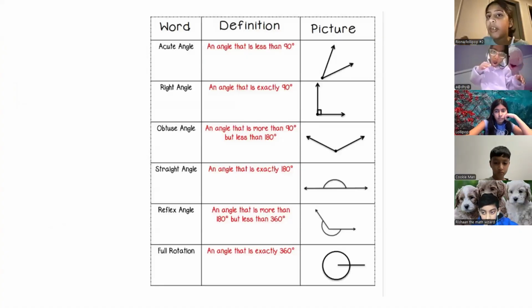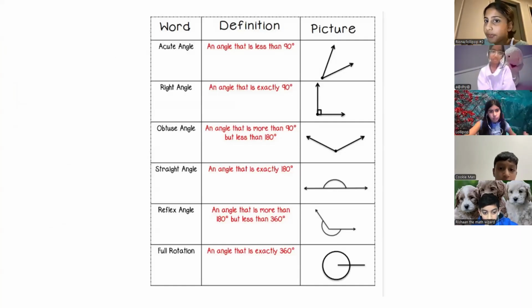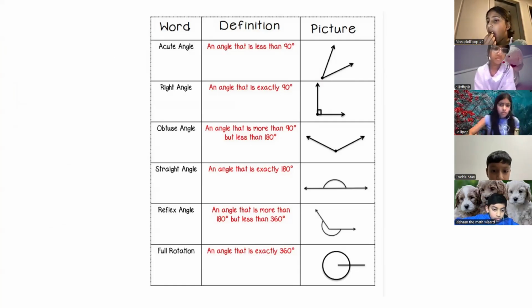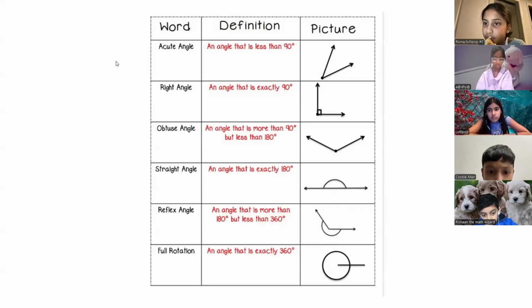Acute angle: an angle that is less than 90 degrees. Right angle: an angle that is exactly 90 degrees. Obtuse angle: an angle that is more than 90 degrees but less than 180 degrees. Straight angle: an angle that is exactly 180 degrees. Reflex angle: an angle that is more than 180 degrees but less than 360 degrees. Full rotation: an angle that is exactly 360 degrees.